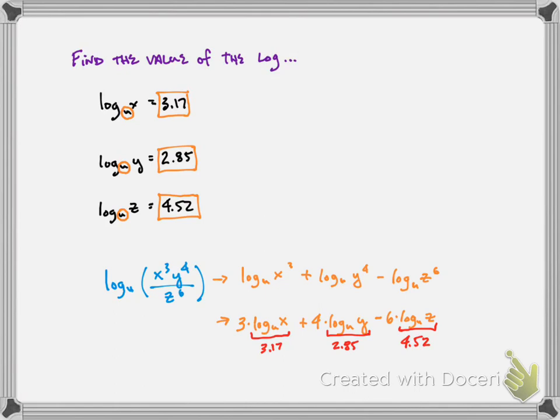And so if we wanted to clean this up, we'd take 3 and multiply it by 3.17. We'd take 4 and multiply it by 2.85 and add those two values together. And then we would subtract from that 6 multiplied by 4.52. And when I type that in, I get a final answer of negative 6.21.